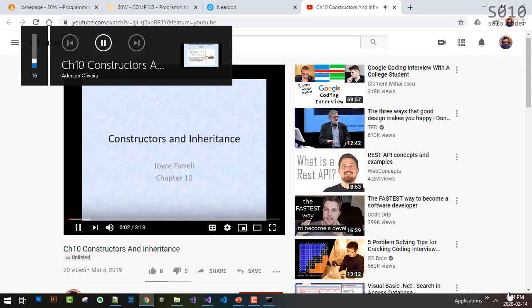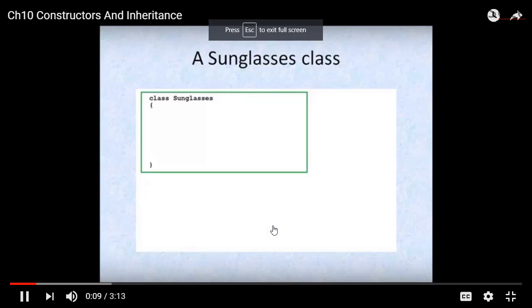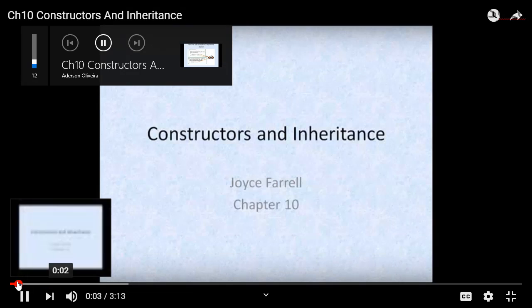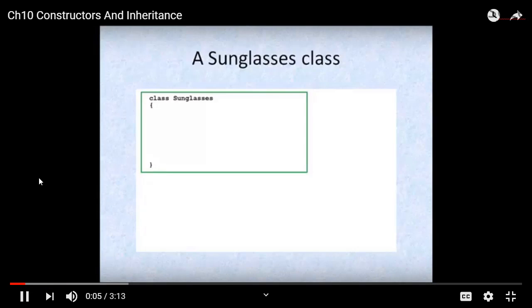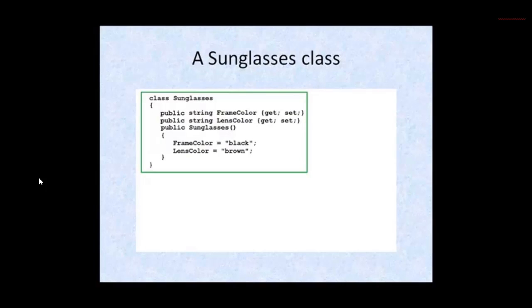This is Joyce Farrell. Let's look at constructors and the role they play in inheritance. Suppose you work for a company that manufactures sunglasses, and so you decide to create a sunglasses class. Assume that two of the properties that sunglasses have are a frame color and a lens color. Also assume you have a constructor that takes no parameters, but that sets the frame color to black and sets the lens color to brown by default.